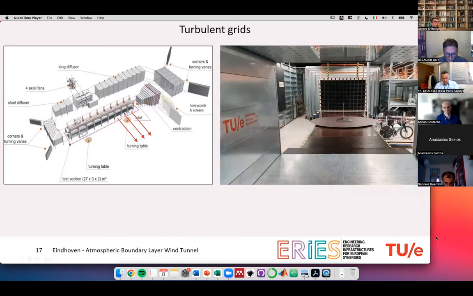Also similar here, the setup of the open section, now a picture from inside the rest of the wind tunnel, and a different turntable here in the front where a solar panel is installed. But the highlight why I included this picture is here the turbulent grid. So we have several turbulent grids to generate a specific turbulence intensity with certain characteristics at the first turntable.